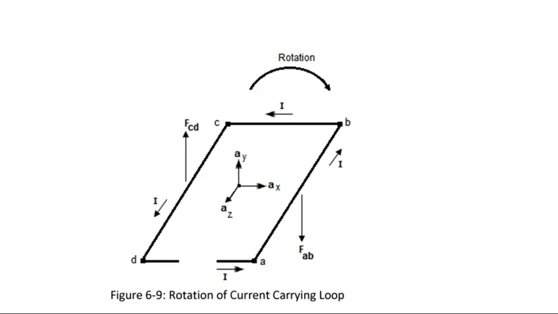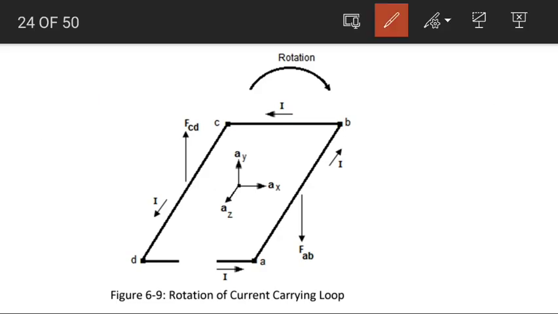So you see there is a force on side AB which is in the direction of the unit vector minus ay, and there is a force on side CD which is in the direction of the unit vector ay. So if this loop is free to rotate around the z-axis, then this loop will rotate in the clockwise direction around the z-axis.